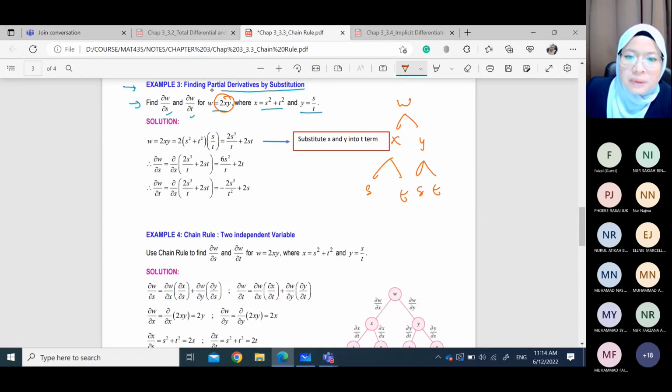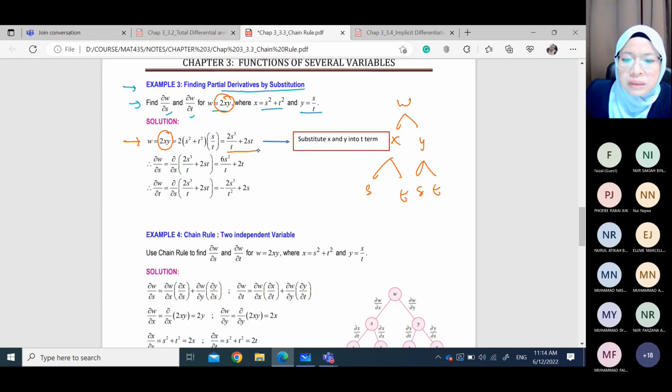Okay, so in this example, we find a partial derivative by substitution, where we substitute X and Y into S and T. Okay, so maknanya dekat sini, dia direct gantikan X dan Y ke dalam sebutan S dan juga T. So in W, since we have 2XY, in S and T we have 2S squared over T plus 2ST. Okay, faham? So ini X, yang ini Y, digantikan.